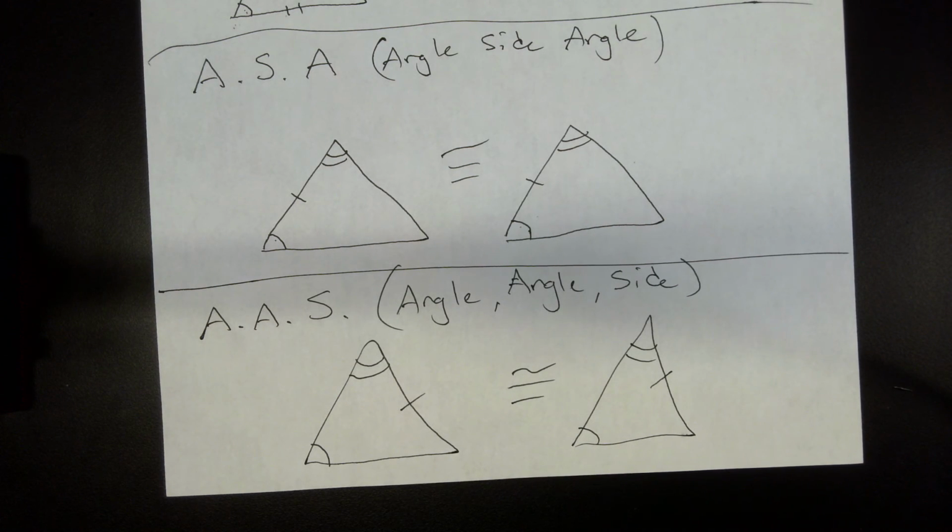Okay, so the last way is angle, angle, side. And those are the ways you prove that two triangles are congruent.